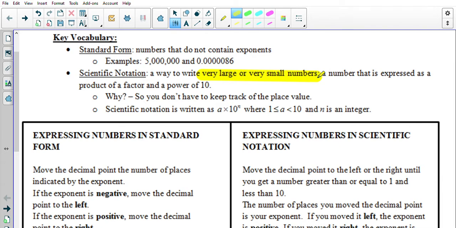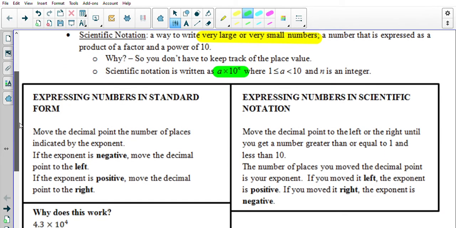Scientific notation is written in this form. I'm going to highlight it in green. A times 10 to the nth power. Now this is really important: n has to be an integer. It can be positive or negative or zero, but typically we're just talking about writing it with either a positive or a negative exponent. And then this value a has to be greater than or equal to 1 and less than 10. That's going to be really important if we're writing a number in scientific notation.